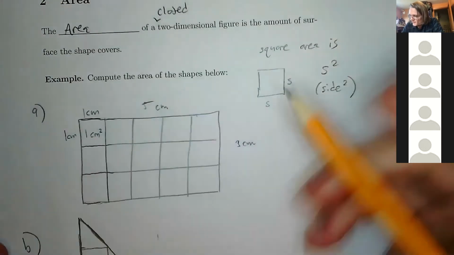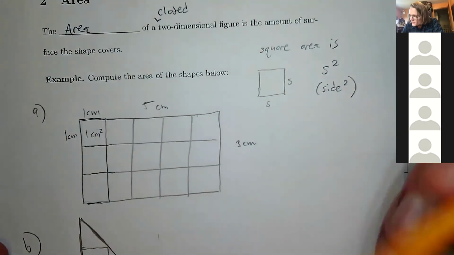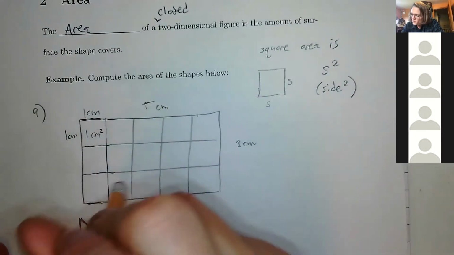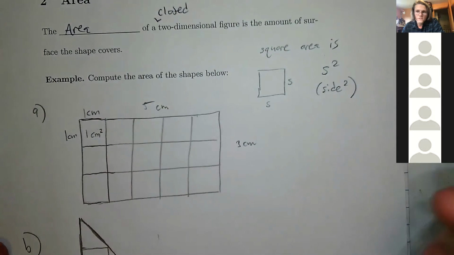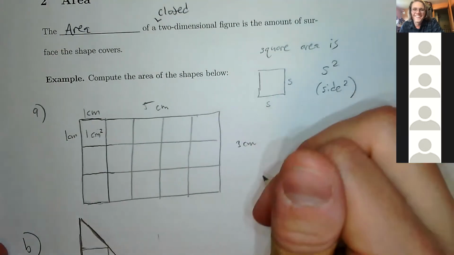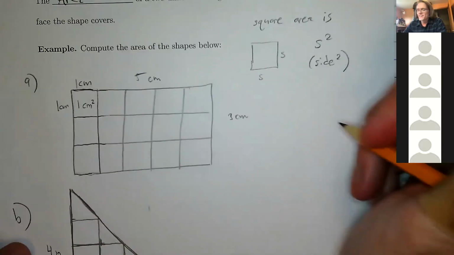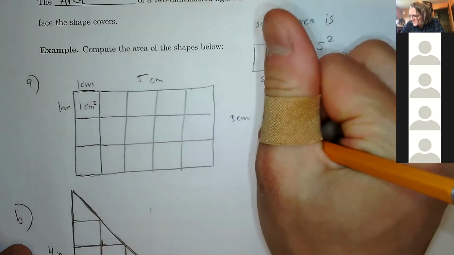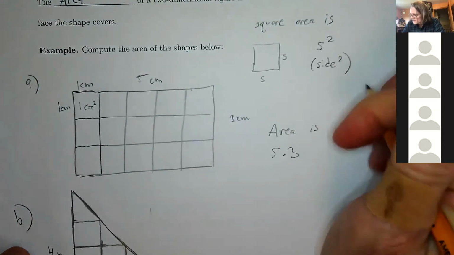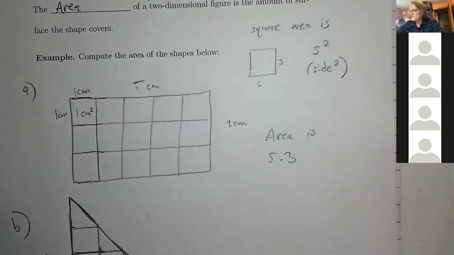So for this rectangle, this chocolate bar, the area is 1, 2, 3, 4, 5, 6, 7, 8, 9, 10, 11, 12, 13, 14, 15, right? 15 centimeters squared. Can't you just do 5 times 3? Yes. Yeah, you totally can. But what's the fun in that? So the area is 5 times 3. Maybe I should put in the units there.